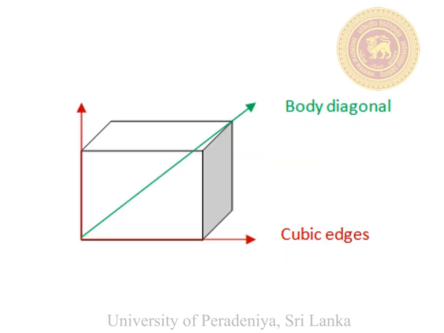In this picture you can see cubic edges and body diagonal. Here only one cubic edge is given, but you can draw cubic edges along all the edges of the cube. There are 4 body diagonals in the cubic structure.